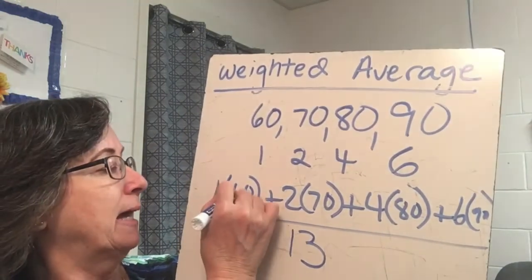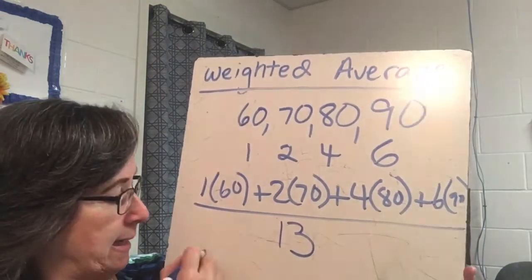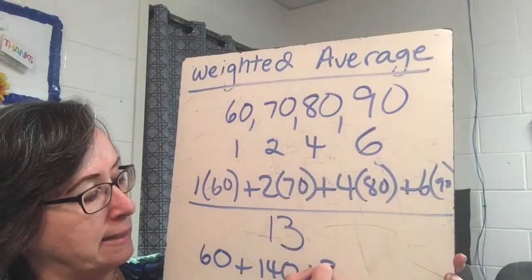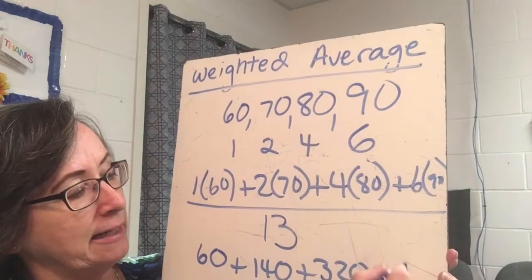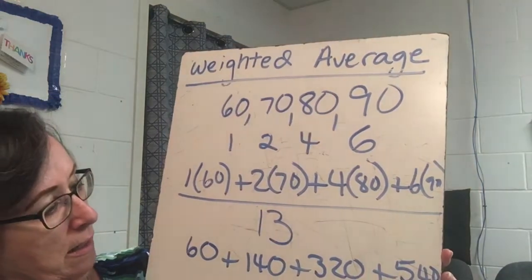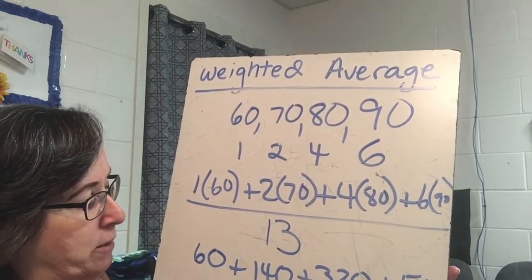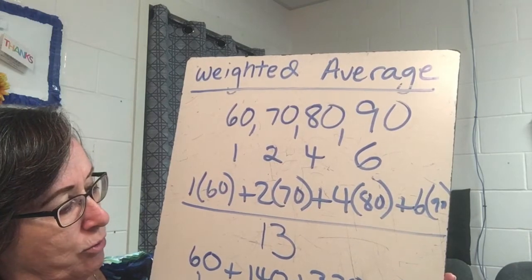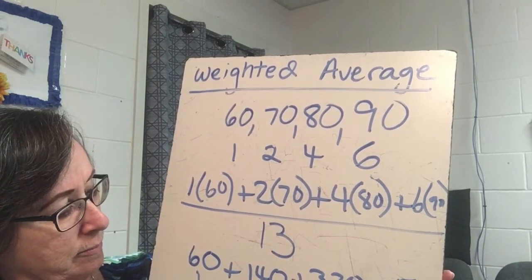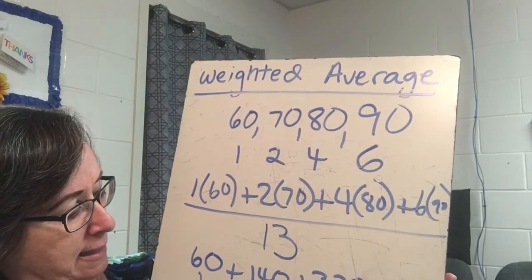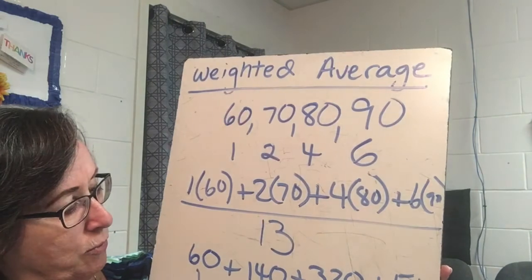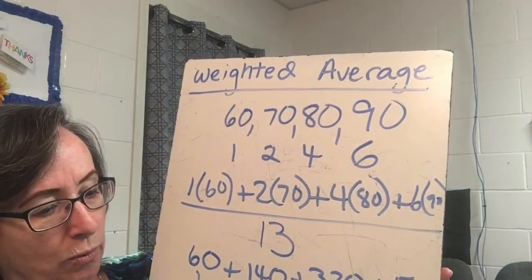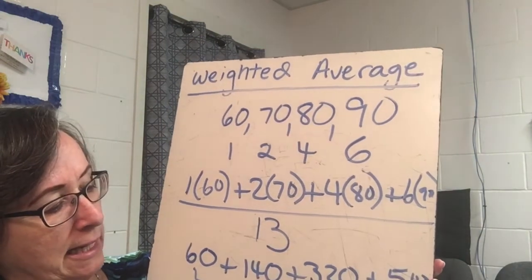Okay, so when we put this all out there, we've got 60 plus 2 70s, that's 140, plus 4 80s is 320, plus 6 90s, which is 540. Okay, well, I can do this in my head almost. The 540 and the 60 is 600. And these two added together would be 460. Okay, so this is 600, not 60. 600 plus 460. We add those together, we get 1060. And we divide that by the 13.